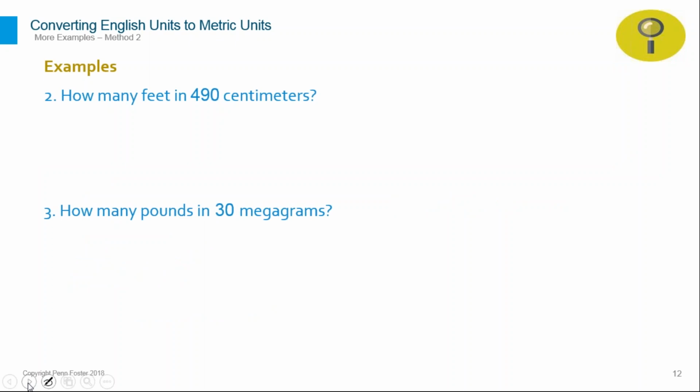I don't have to think which one is bigger and which one is smaller. Well, we know that centimeter is smaller, but sometimes it gets tricky with grams and ounces, with things that we're not sure which one is bigger and smaller. I don't have to care about that in method 2. Just set up a proportion knowing the facts. The fact is 1 foot, that's right from the table, 1 foot equals 30.48 centimeters. So set up a proportion.